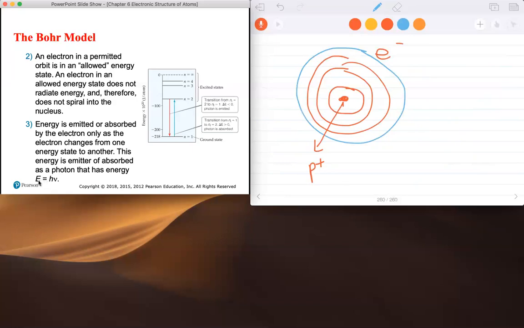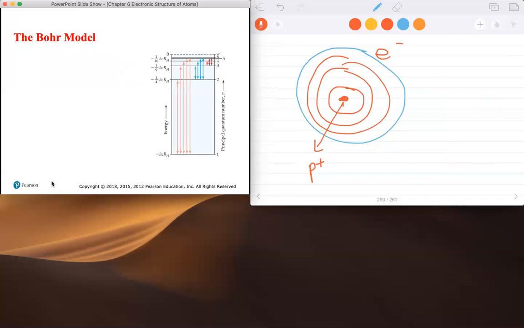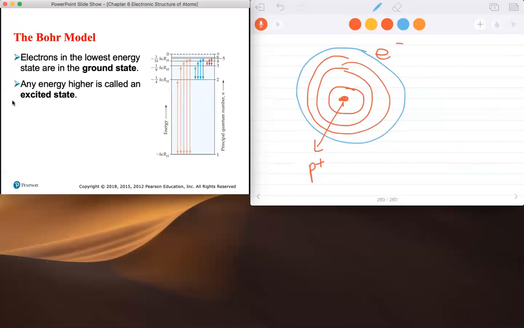Remember, energy of a photon of light. So when we talk about a photon of light here, this is the equation, and we calculated it earlier on. This should make sense now. What ground state means: electrons in the lowest energy level are said to be in ground state. So if electrons are right here, we say they are in ground state.